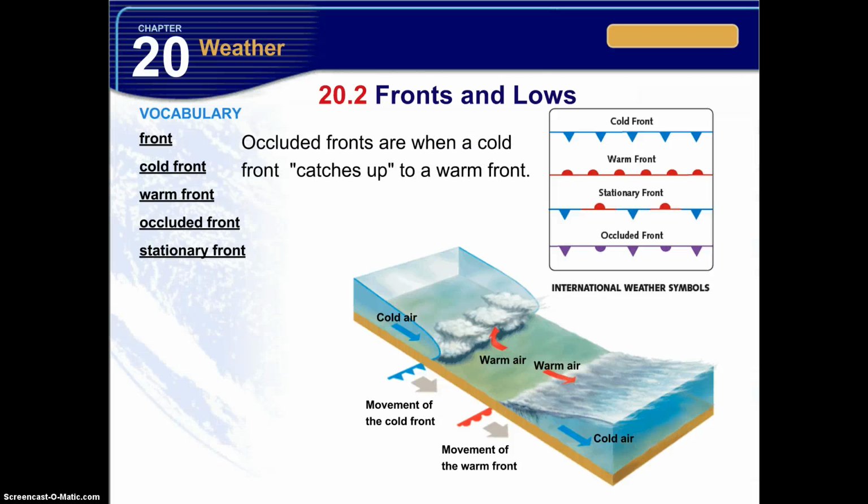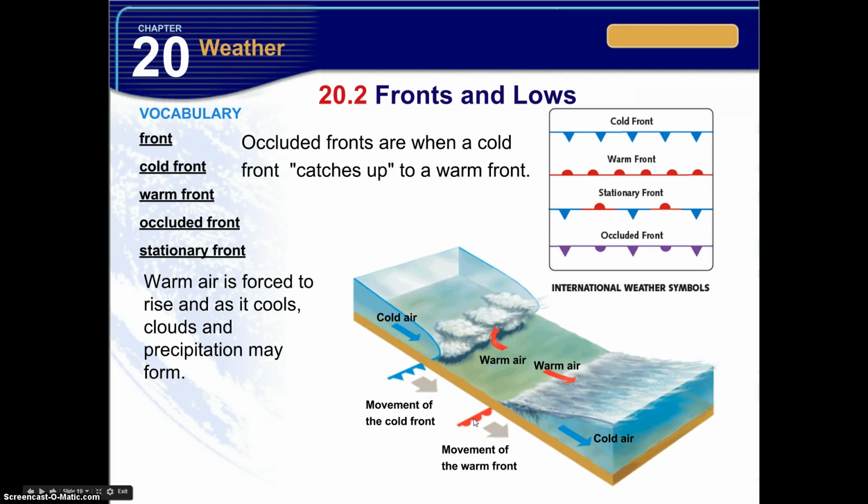Now, occluded fronts are when the cold front catches up to the warm front. So let's say that this cold front right here starts to advance quickly, faster than the warm front, and it actually catches up to that warm front. So warm air is forced to rise, and as it cools, clouds and precipitation may form. On a weather map, you might see this right here where the triangles and the semicircles are facing in the same direction. And if we do have a color map, it'll be purple in this case. So the occluded front is symbolized like this on a weather map.